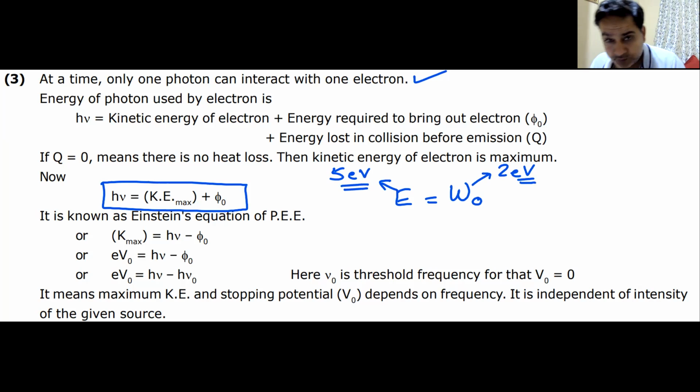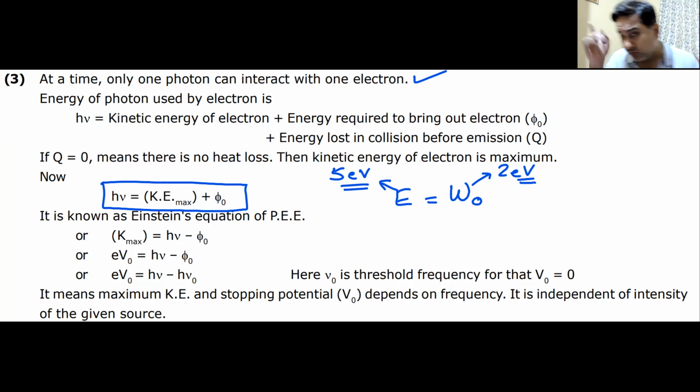Here there is this 5 eV, and on the other side there is 2 eV. Energy cannot be created, energy cannot be destroyed, it can always be transferred from one form to another. So now there is some energy that is left. Where will that energy go?